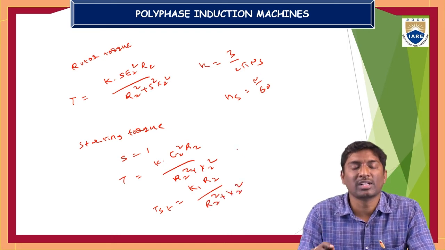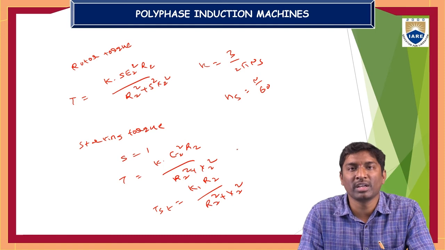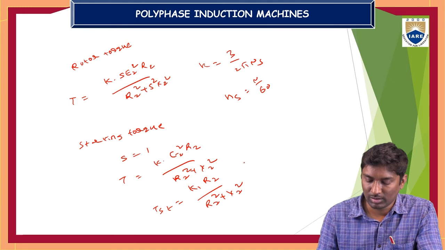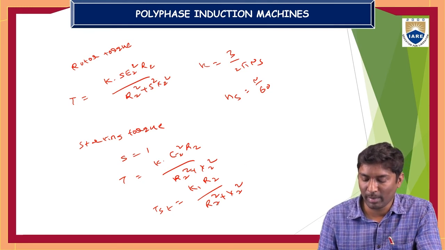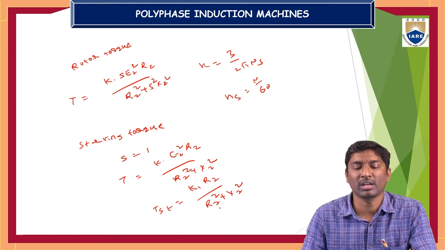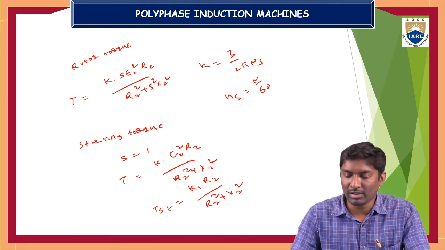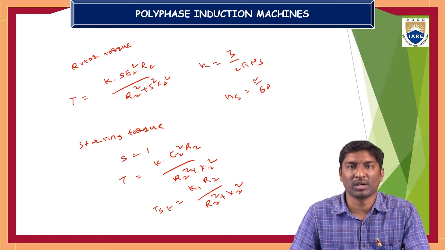Because here the stator supply voltage V is constant, the rotating flux phi and the rotor induced EMF E2 are also constant. So the starting torque is equal to K1 R2 divided by R2 square plus X2 square. Now I will derive the condition for maximum torque.